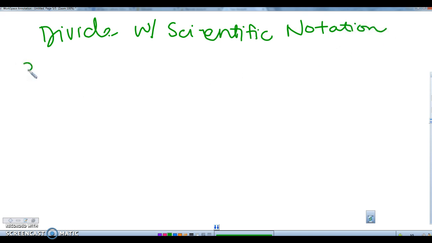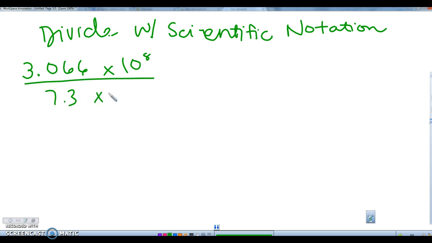So let's say I start with 3.066 times 10 to the 8th over 7.3 times 10 to the third. I'm going to use much the same process. I'm going to divide my numbers first. And then because I'm dividing, I'll subtract my exponents down.